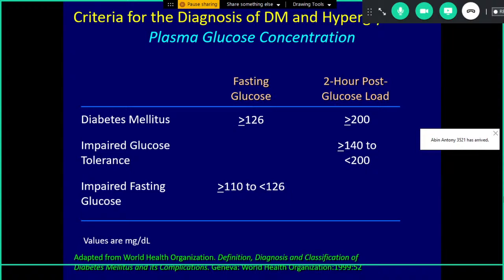And this has to be more than or equal to 140, but you don't hit the cut point for the diagnosis of diabetes. So 140 to 200 or 140 to 199. And for impaired fasting glucose, as I said, if you believe the American Diabetes Association, it's 100 to 125. If you believe the WHO, it's 110 to 125.